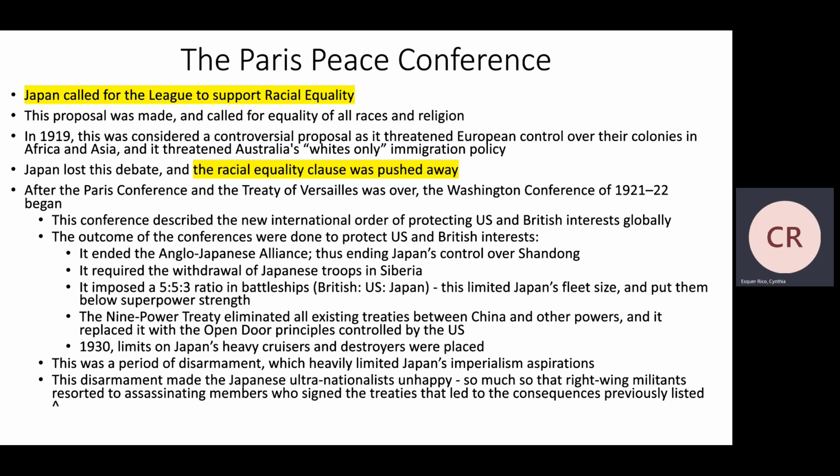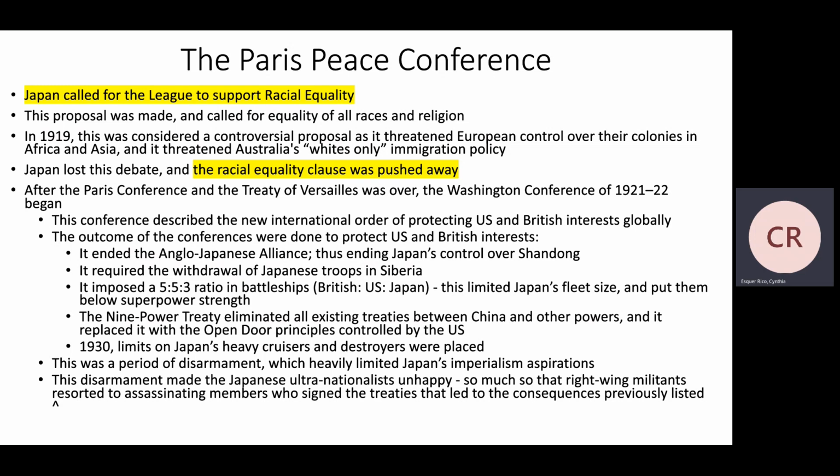After the Paris Peace Conference and the Treaty of Versailles were over, the Washington Conference of 1921 to 1922 began. This conference described the new international order of protecting U.S. and British interests globally. The outcomes of the conference were done to protect U.S. interests. This ended the Anglo-Japanese alliance, thus ending Japan's control over Shandong. It required the withdrawal of Japanese troops in Siberia.